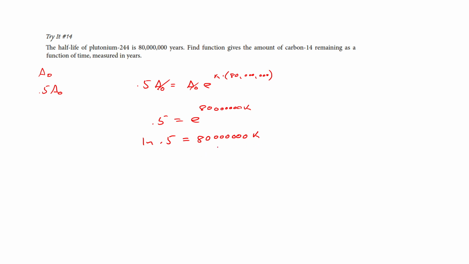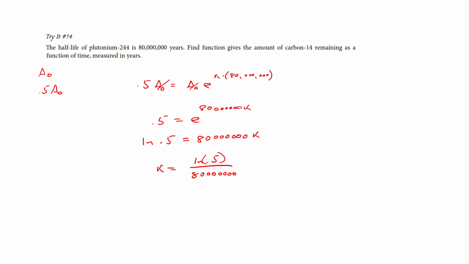Just divide both sides by 80 million. Easier said than done. ln of 0.5 divided by, I hope I have enough zeros there. Did I do it in 3? So yeah, I think so. So the ln of 0.5 divided by 80 million. So that's the rate at which it decays.